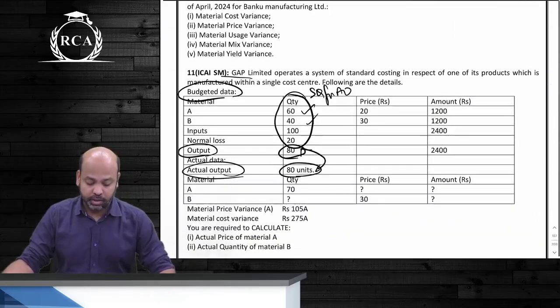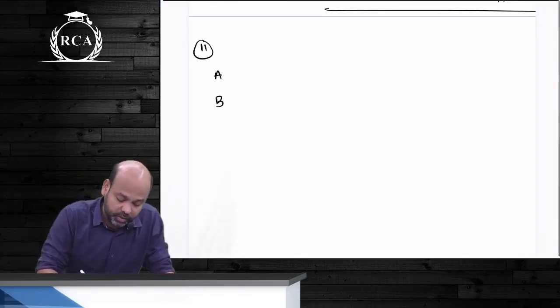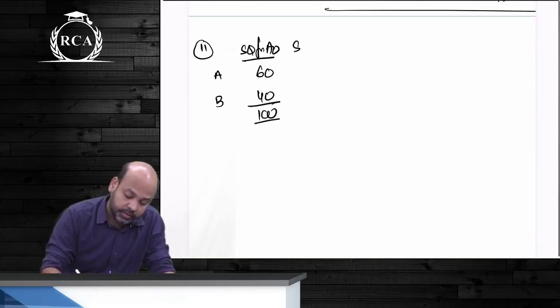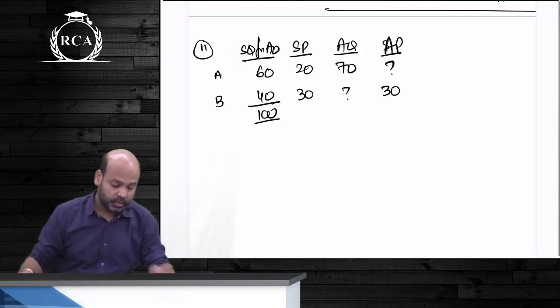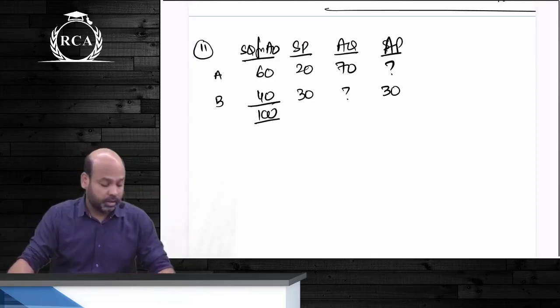Then the whole picture will come. Or better, first include those missing figures and rewrite the information later. Standard quantity for actual output is given as 60 and 40, 100. Standard price is 20 and 30. Actual quantity is 70 and missing. Actual price is missing and 30. Use raw material price variance of raw material A and get the answer.